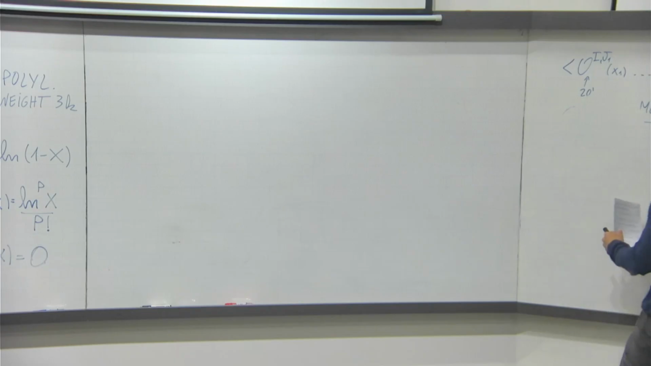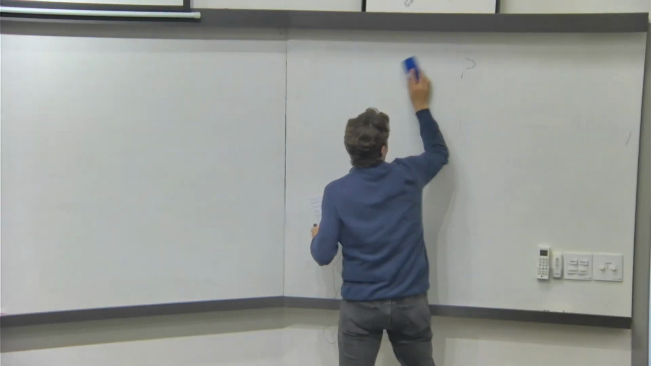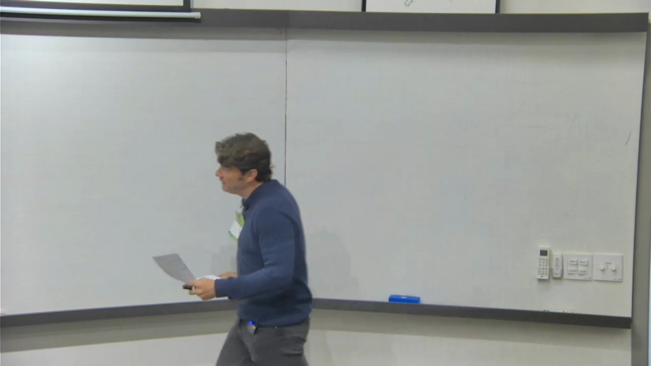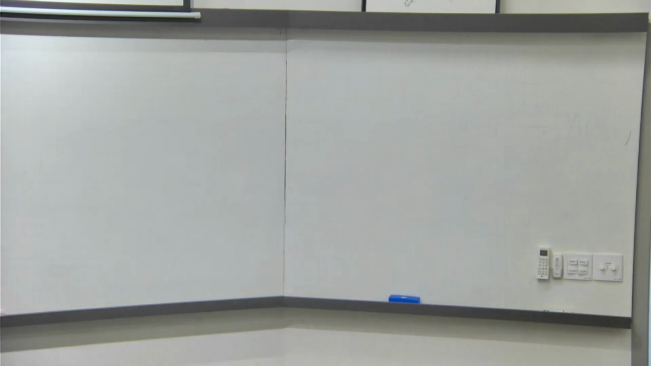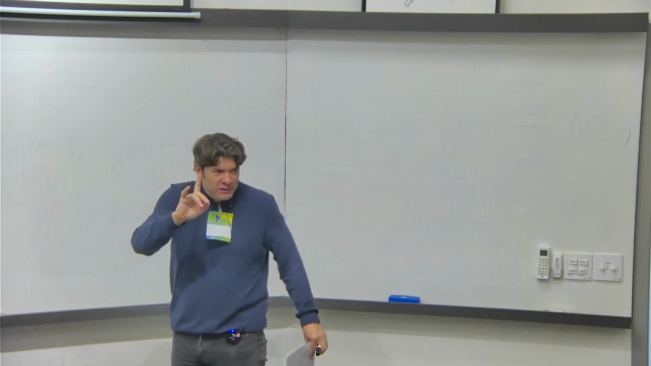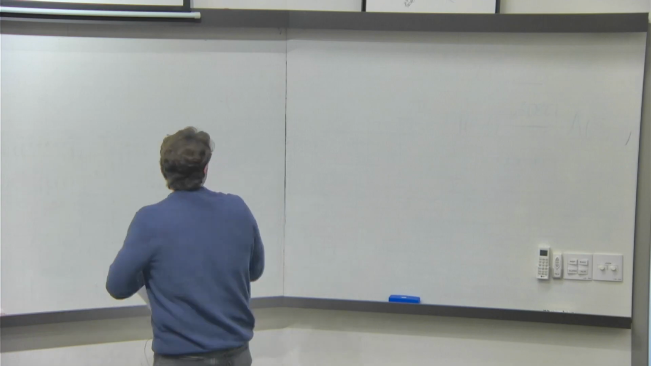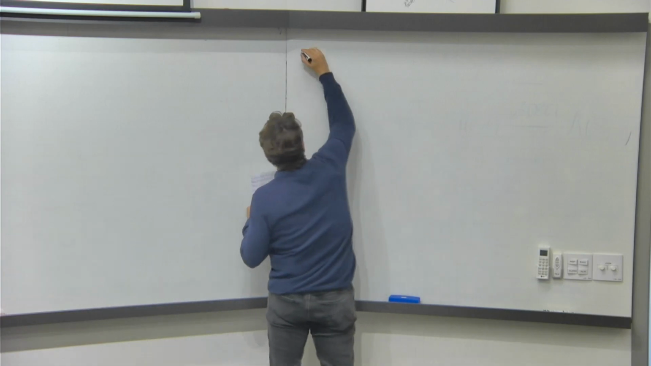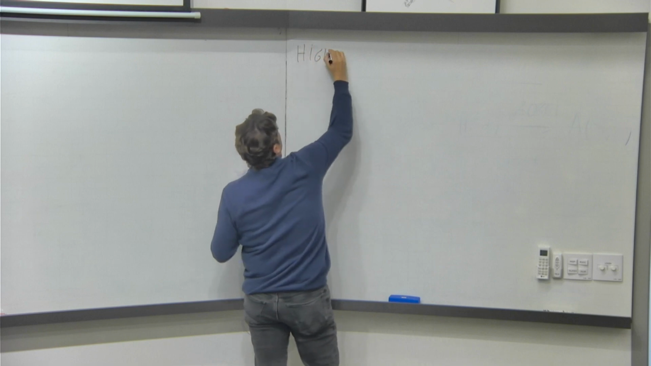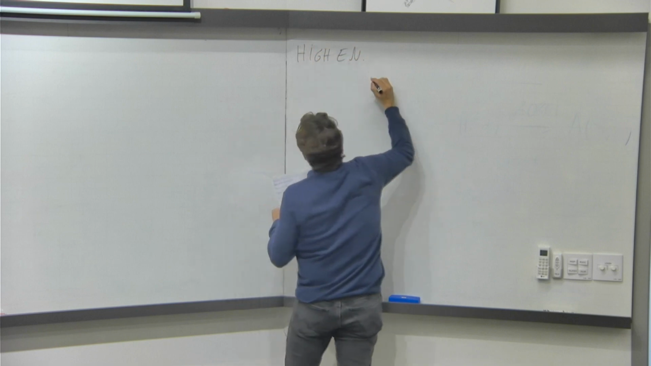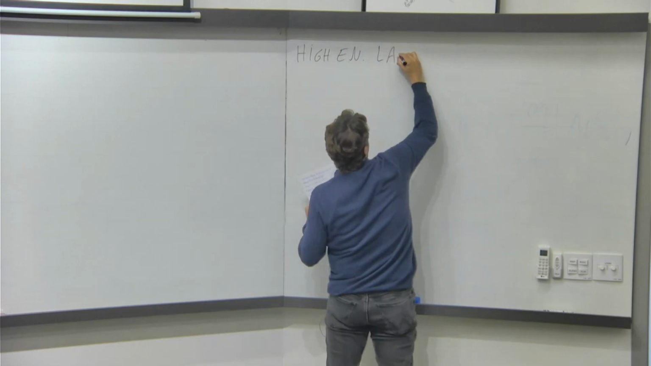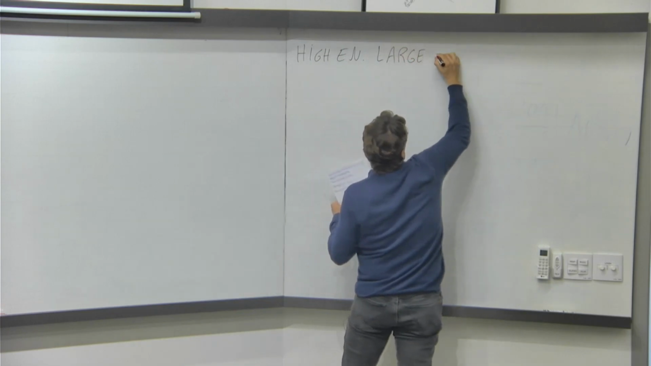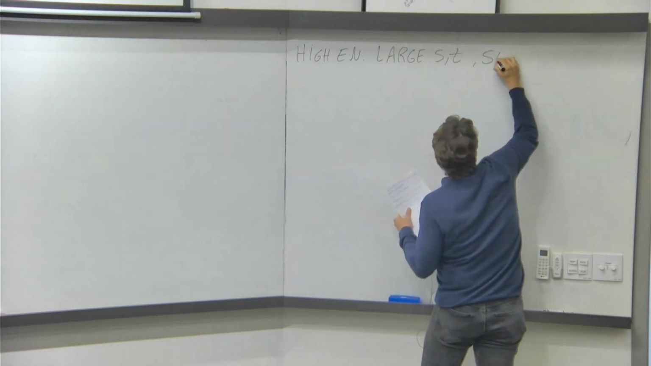So something that we can try to understand with these answers is whether there is a regime of S and T where we can compute the answer to all orders. Okay, and indeed there is one such regime, and this regime is the high energy limit, and this is a limit of large S and T with S over T fixed.